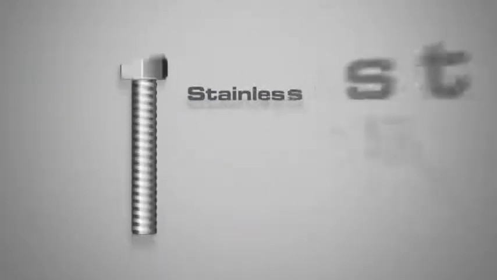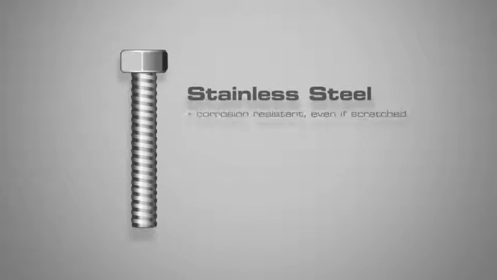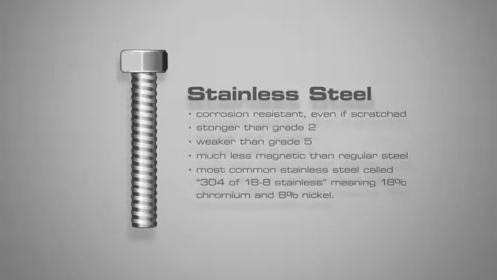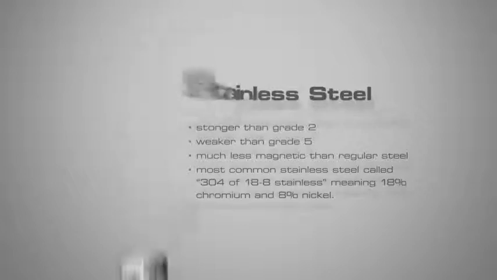Stainless steel bolts are highly corrosion resistant for the price and will not lose this resistance if scratched. When compared with regular steel, it can be slightly stronger than a Grade 2 steel fastener, but significantly weaker than the hardened steel fasteners. Stainless steel is also much less magnetic than regular steel. The most common stainless steel is called 304 or 18-8 stainless. This means the bolt contains about 18% chromium and 8% nickel.